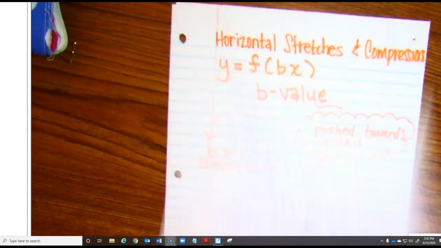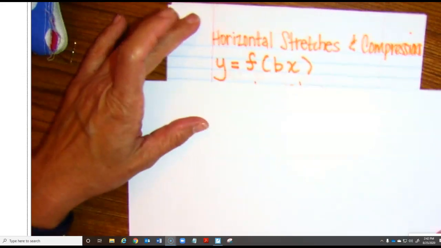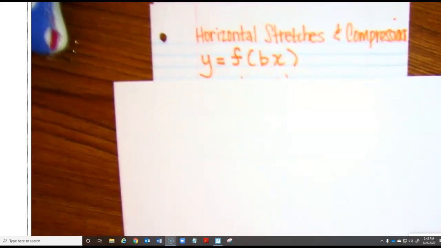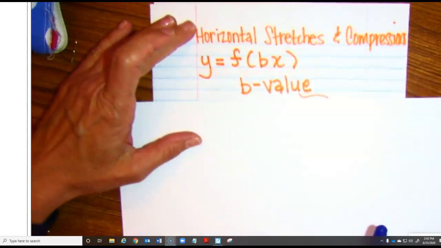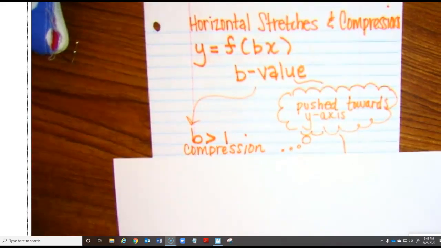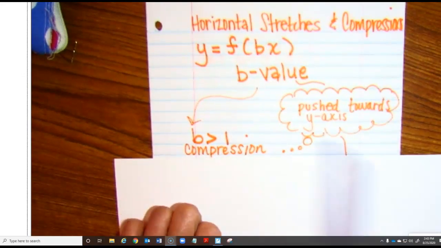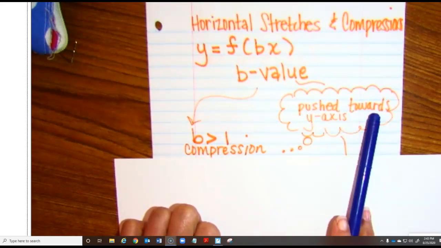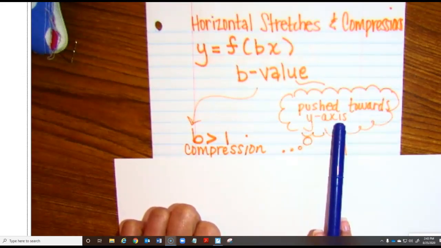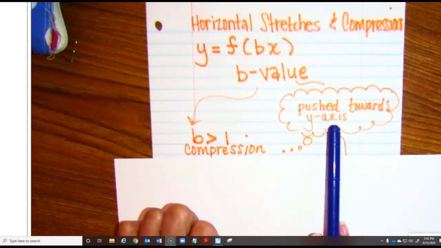Let's go ahead and talk about horizontal compressions and horizontal stretches. Remember, that is when you have a value being multiplied by the input. The input's being multiplied by some value right there. So what this is going to mean is that it's really kind of flipped. This time, if your B value is greater than 1, that's actually considered a compression. And what's going to happen with that is it's going to get pushed towards the y-axis. It is being squeezed horizontally. It's getting closer and closer to the y-axis on both sides.